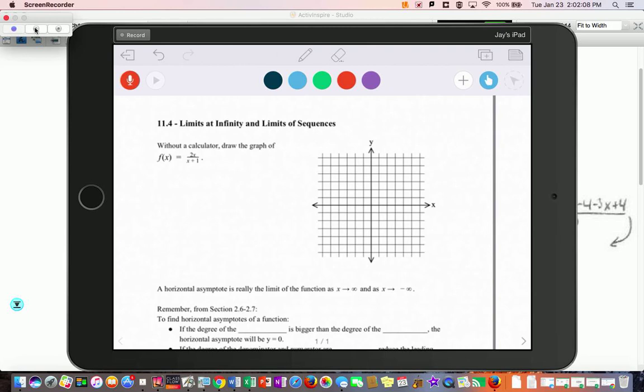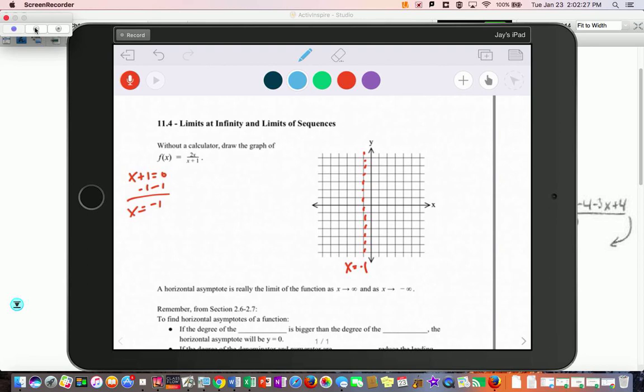So if I was going to do this problem, I would first start with the x plus 1, and I would set that equal to 0, and if I subtract 1, I get x is negative 1. So I'm going to go to my graph and go negative 1 as a vertical asymptote.